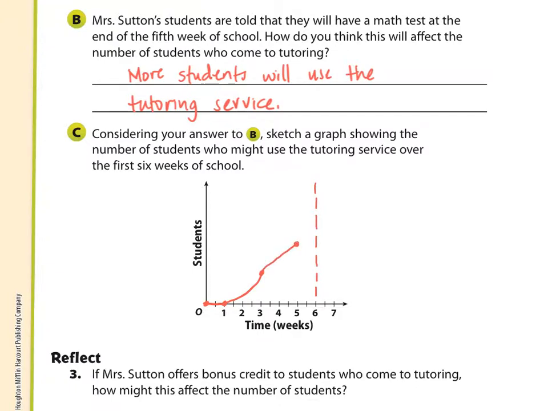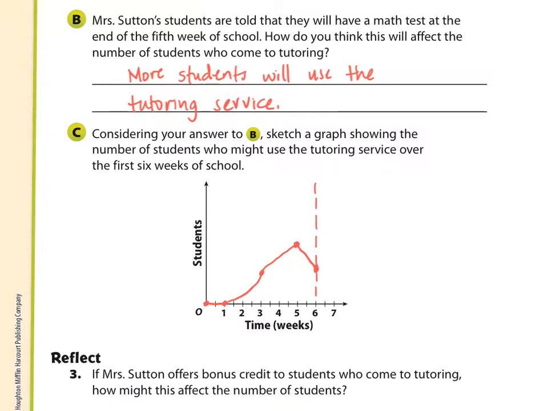And then what's going to happen after the test? A number of things can happen. Maybe it depends on how the tutoring goes for everybody. But I think realistically, maybe less students would go. Something like that. Less students means that decrease. That's why the line is going down.